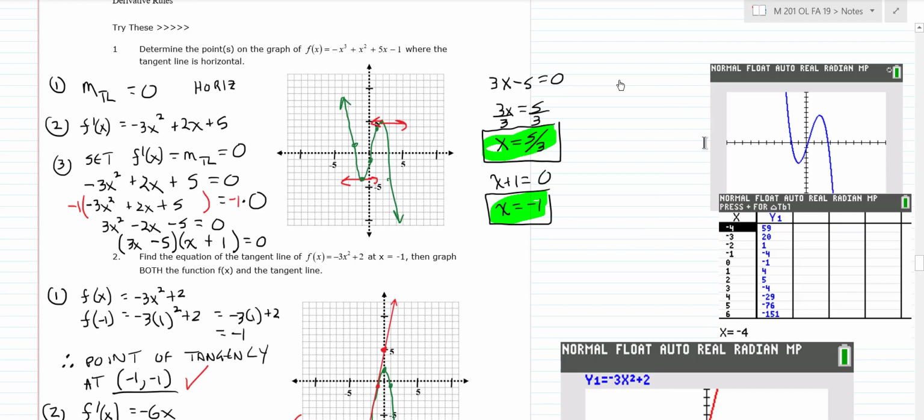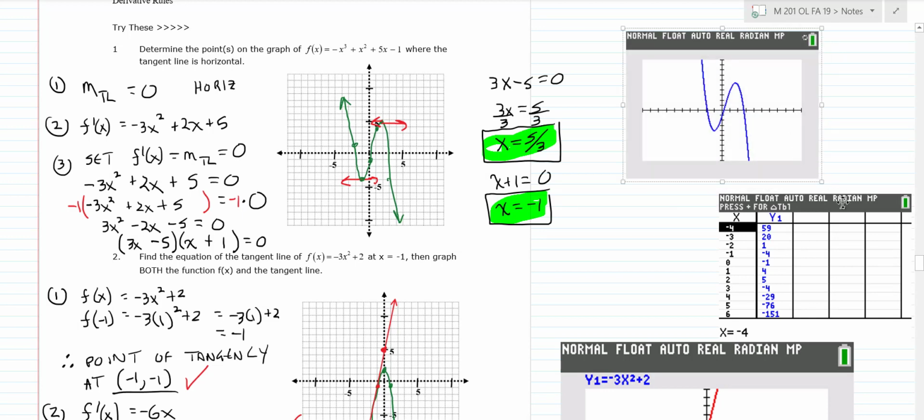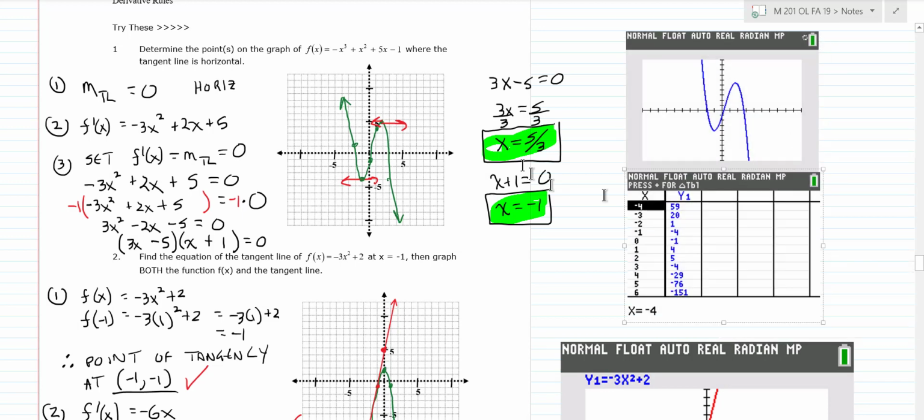Okay, let's go ahead and check and see if you're coming up with what I'm coming up with. The first one is a cubic function, and you should have got 2 x values that have a horizontal tangent line: 5 over 3 and negative 1. We know the slope of a horizontal line is 0. We need to take the derivative, so check that you got negative 3x squared plus 2x plus 5. Now set that equal to 0.